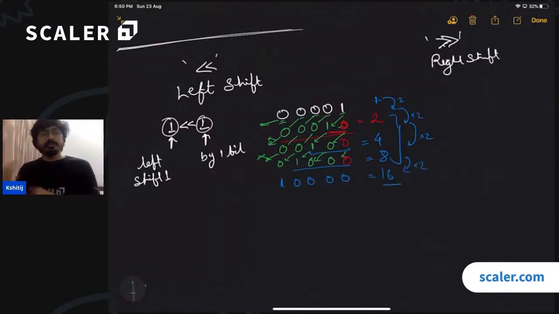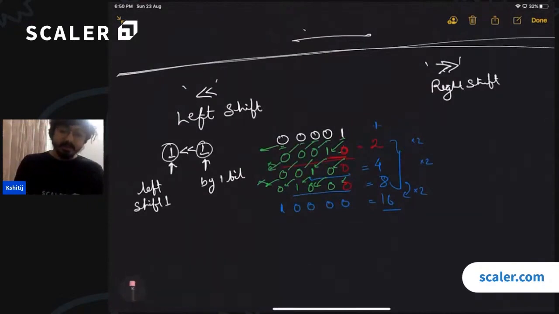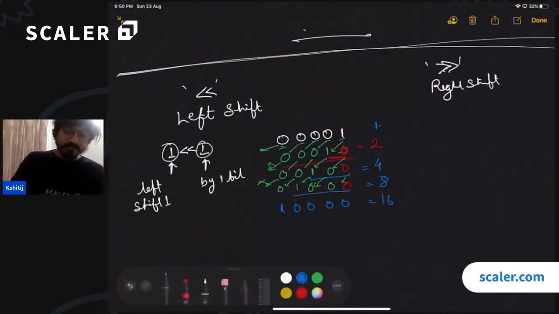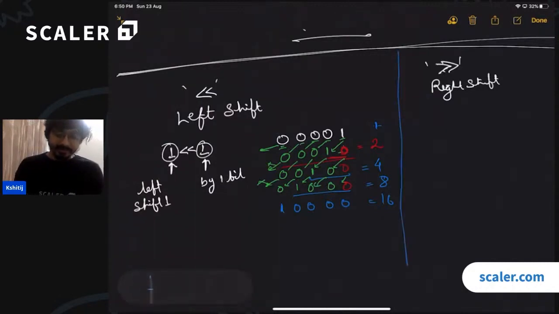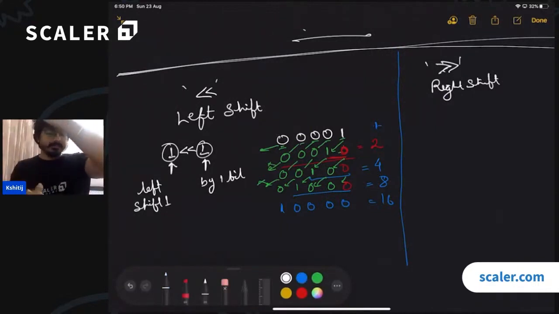So whenever you are doing a left shift by 1 bit position, you are always multiplying the number by 2. Now, similarly, the right shift is the counterpart of this operation. What you have to do in right shift is shift all the bits by the specified number of positions toward the right side.